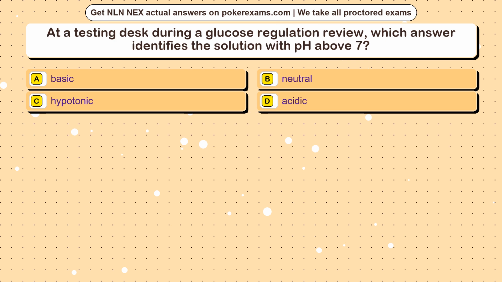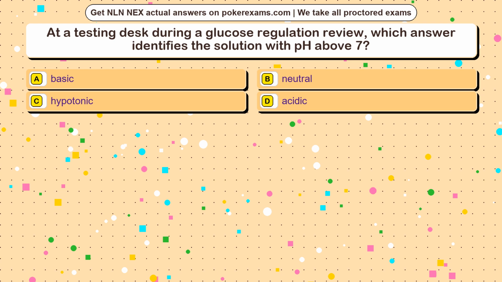Question 23. At a testing desk during a glucose regulation review, which answer identifies the solution with pH above 7? Option A, basic. Option B, neutral. Option C, hypotonic. Option D, acidic.